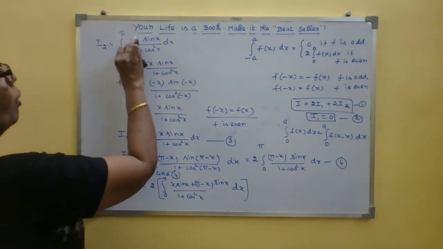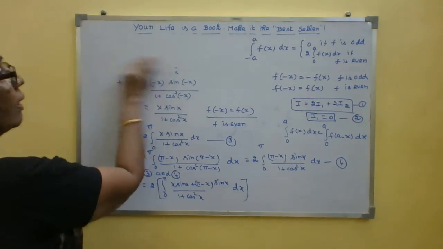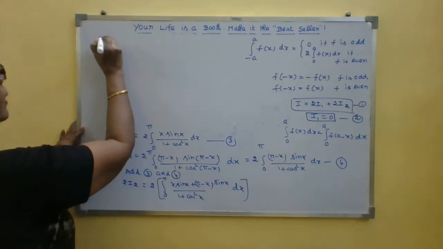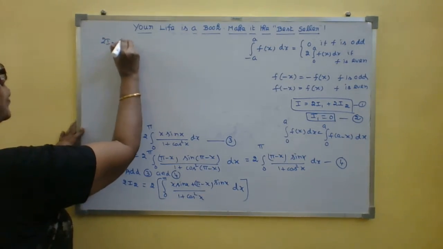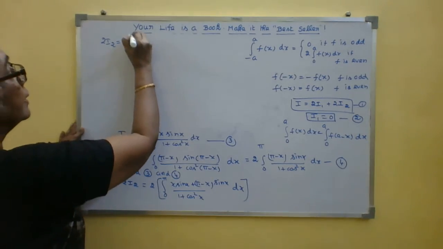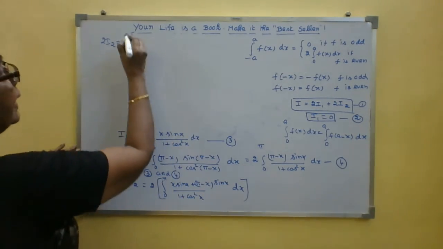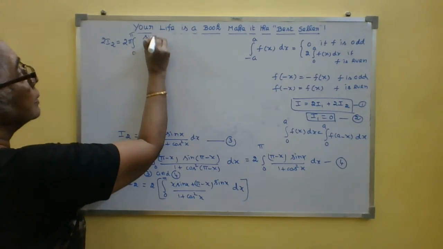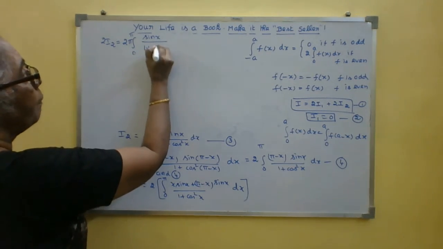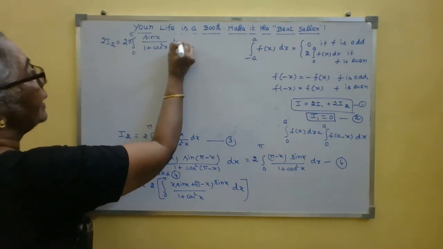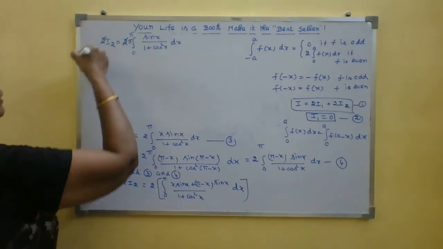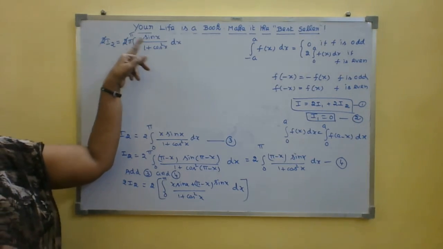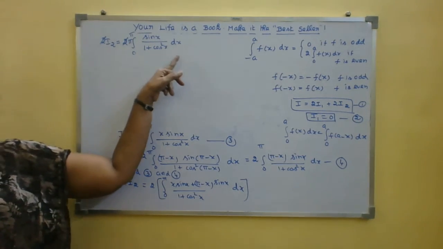Okay. So now what you will get is 2I2, remember that. So now I will be getting 2I2 is equal to twice integral 0 to pi. The x sin x will get cancelled. The pi I will take here. So I will be getting now sin x by 1 plus cos squared x dx, right? This 2 and this 2 you can cut. So now your I2 is pi outside integral 0 to pi sin x by 1 plus cos squared x dx.